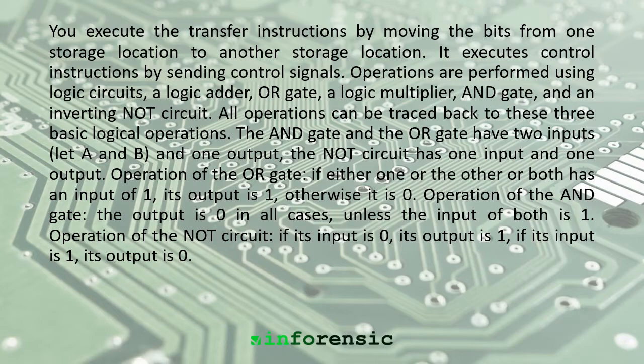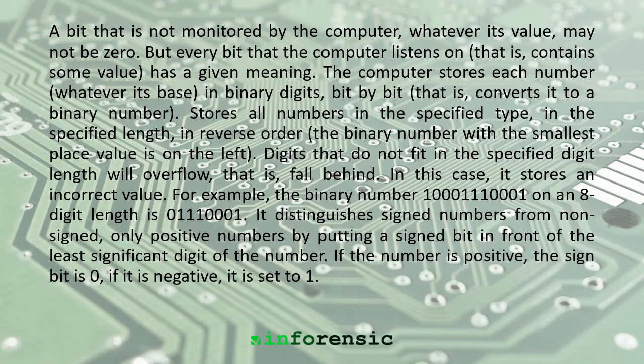A bit that is not monitored by the computer, whatever its value, may not be 0. But every bit that the computer listens to, that is, contains some value, has a given meaning. The computer stores each number, whatever its base, in binary digits, bit by bit, that is, it converts it to a binary number. It stores all numbers in the specified type, in the specified length, in reverse order. The binary number with the smallest place value is on the left. Digits that do not fit in the specified digit length will overflow, that is, fall behind. In this case, it stores an incorrect value.